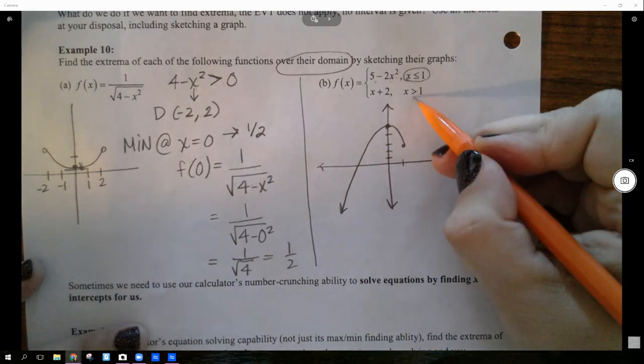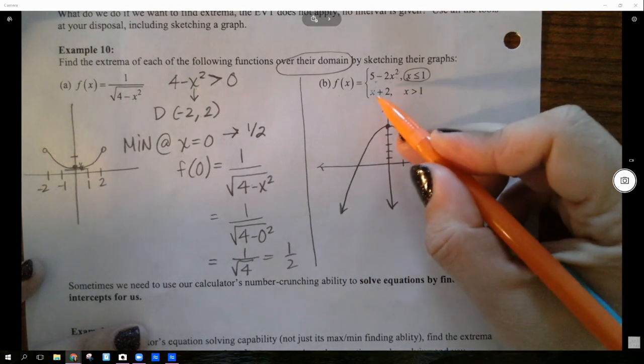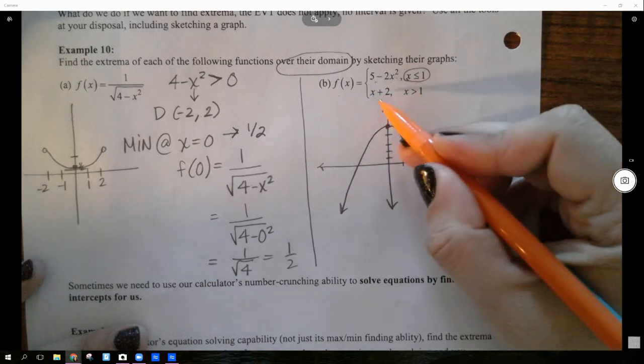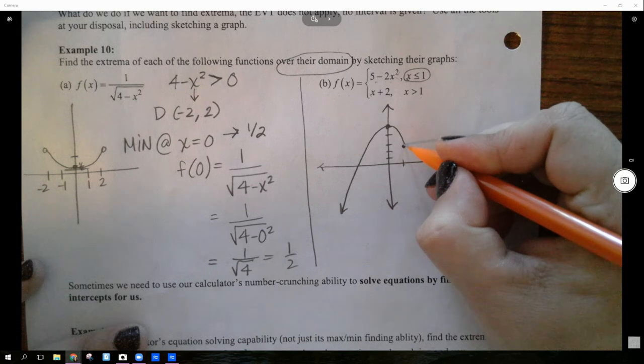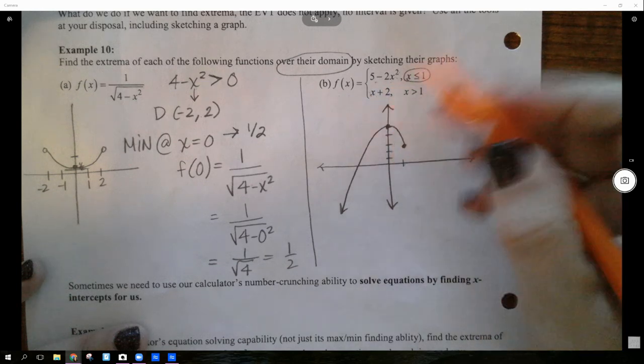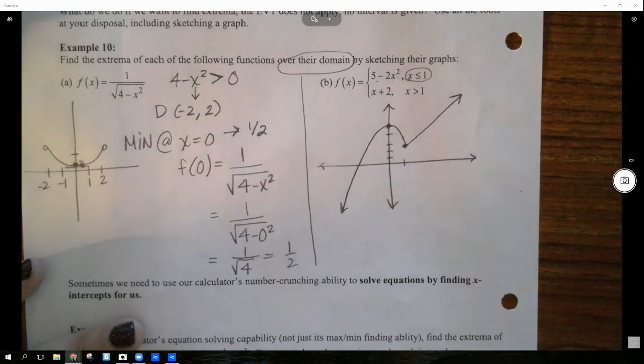Now, for all x greater than 1, it's going to be this line. So plug the 1 in. This is going to be at 1 plus 2, which is 3. They actually join up at the same spot. And then it's going to have a slope of up 1 over 1. So that's your picture for letter B.